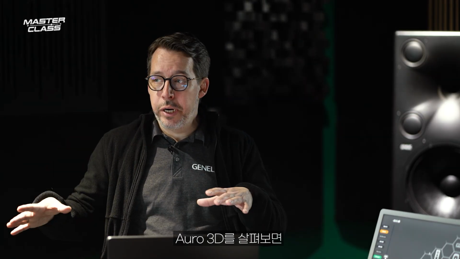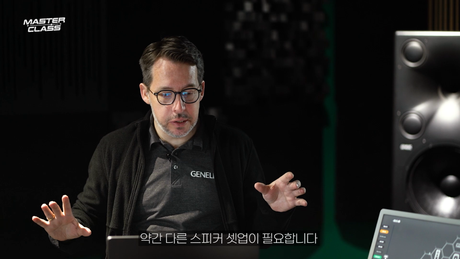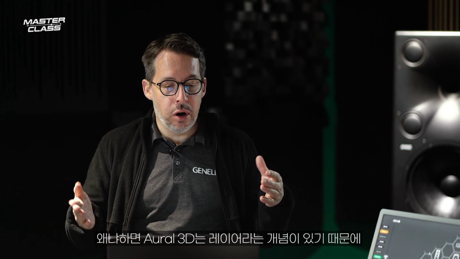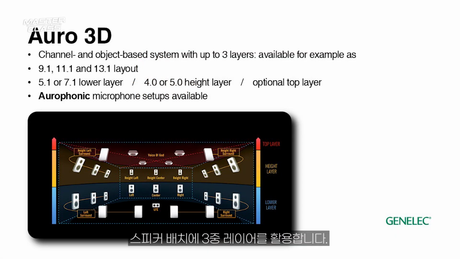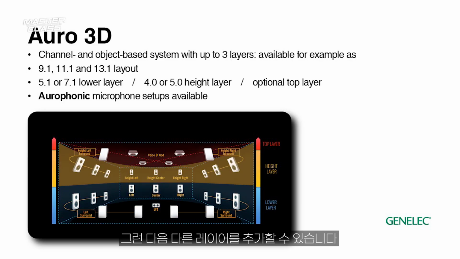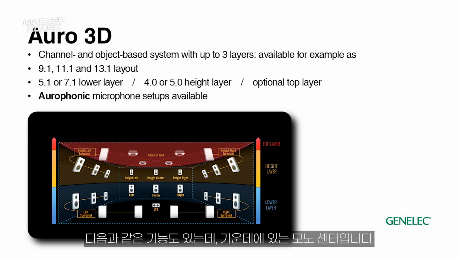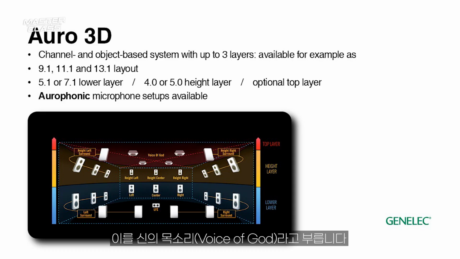When we look at Oro 3D, it has a slightly different setup of the speakers because Oro 3D talks in layers. So they have a 3-layer approach of how to place the speakers, and it's mainly used as static 5.1 layout on the base layer that we know. Then they can add another layer also up to 5.0, and then what they also have is a mono center in the middle. It's what they call the voice of God. That channel is called Voice of God.